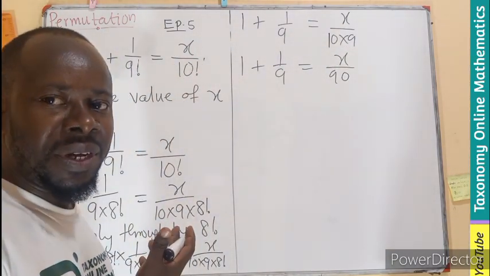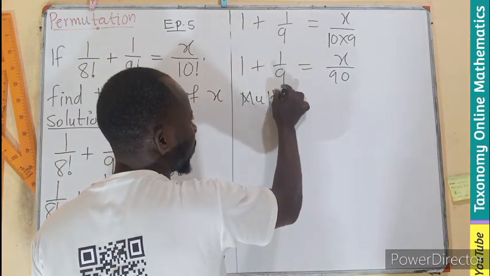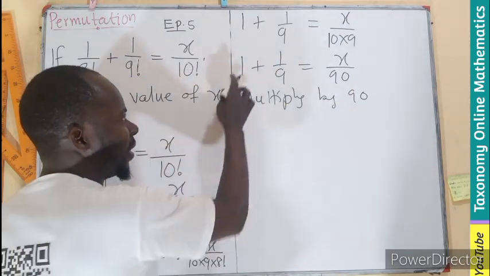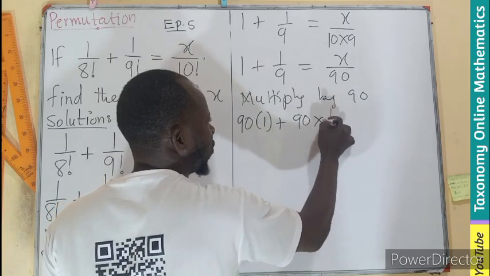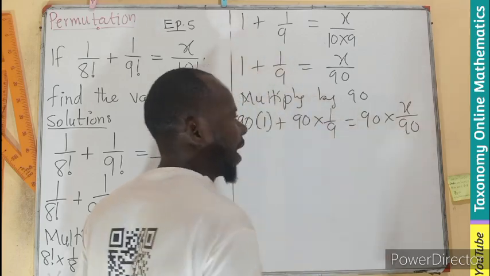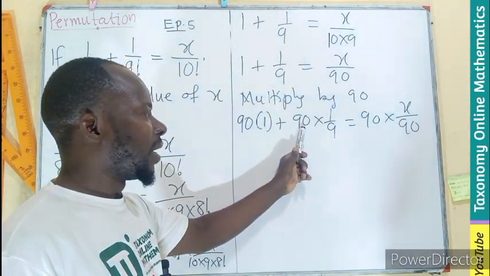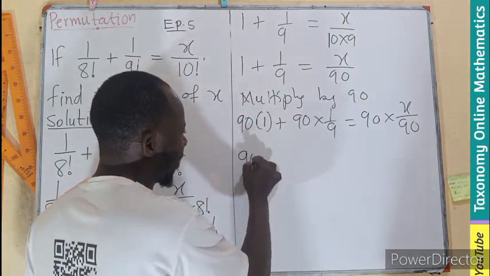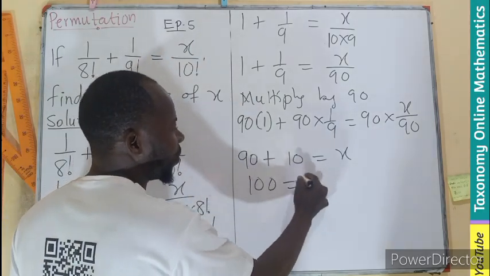So fast forward: 1 plus 1 on 9 equals x on 90. This is a fraction with denominator 90, so we multiply through by 90. Here it will become 90 times 1, plus 90 times 1 on 9, equals 90 times x on 90. So you can see 90 will cancel, and 90 divided by 9 will be 10. Good. So we have 90 plus 10 equals x. That makes it 100.